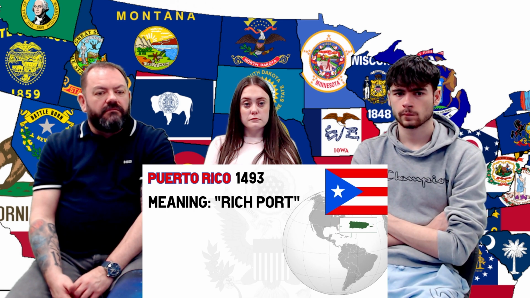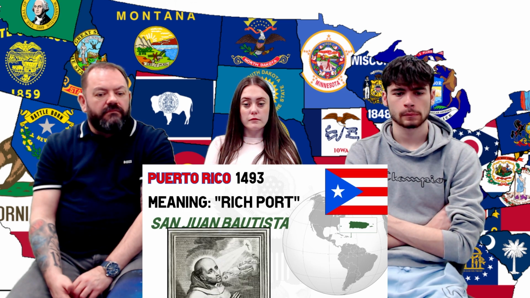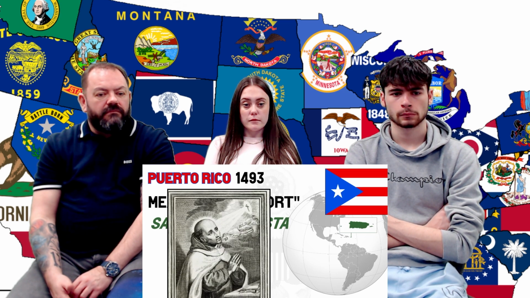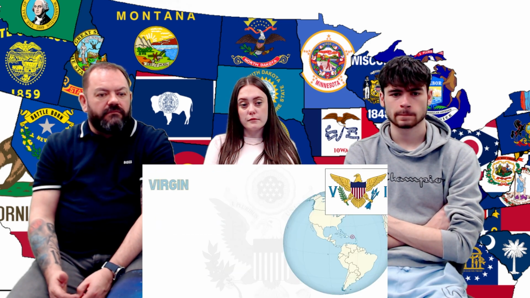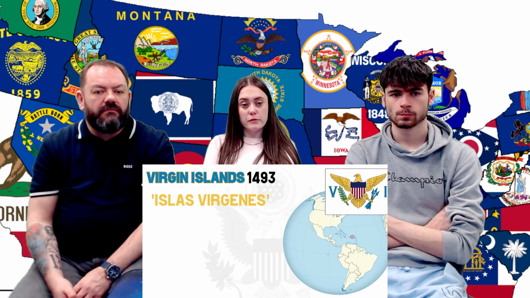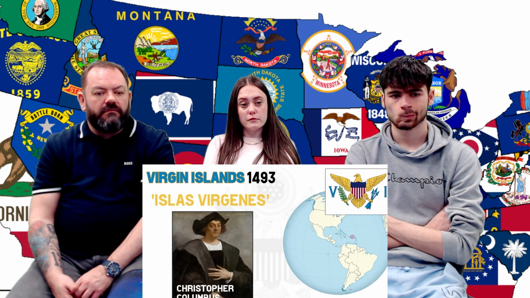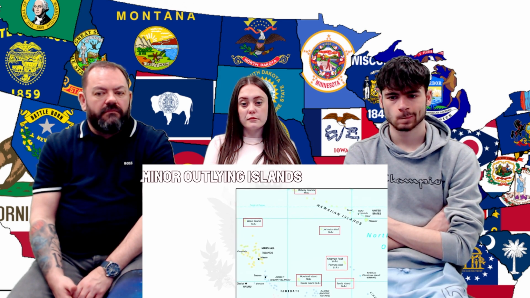Oddly enough, the island was originally named San Juan Bautista after St. John, and the capital city was named Puerto Rico, but eventually they switched the two. The island became Puerto Rico and the capital San Juan. The US Virgin Islands were also named in 1493 Islas Virgenes, the name Christopher Columbus gave to them upon European discovery. And finally, the many US outlying islands have various origins.